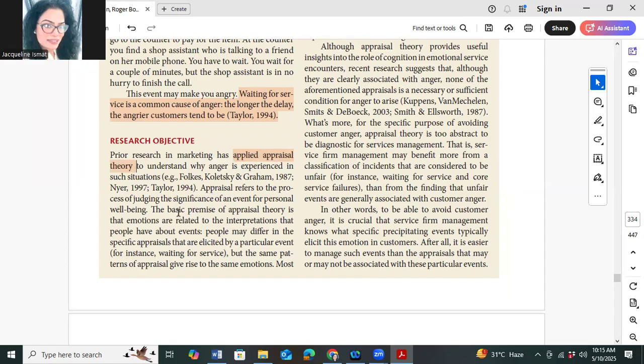Appraisal refers to the process of judging the significance of an event for personal well-being. Let me highlight this. Appraisal refers to the process of judging the significance of an event for personal well-being. Okay. The basic premise of appraisal theory is that emotions are related to the interpretations that people have about events. People may differ in specific appraisals that are elicited by a particular event. For instance, waiting for service.